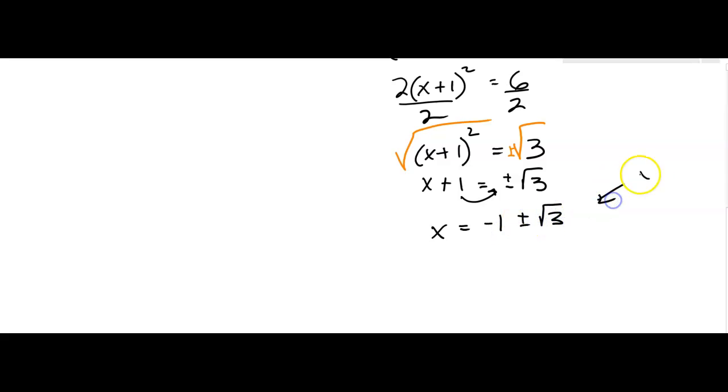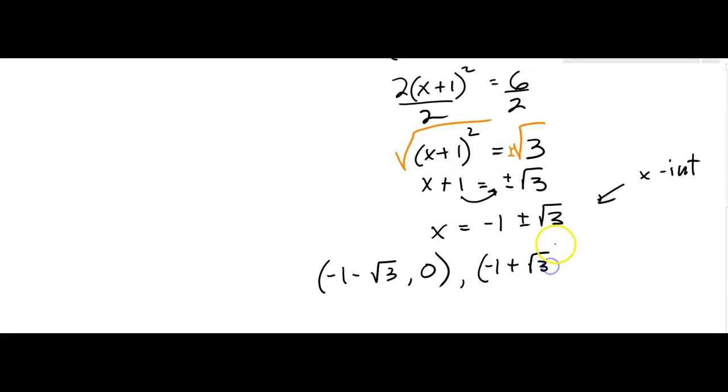These are the x-intercepts. Now to write them as ordered pairs, you would write one as negative 1 minus the square root of 3, comma 0. Usually put the minus case first because it's furthest to the left. And then the other one is going to be negative 1 plus the square root of 3, comma 0.